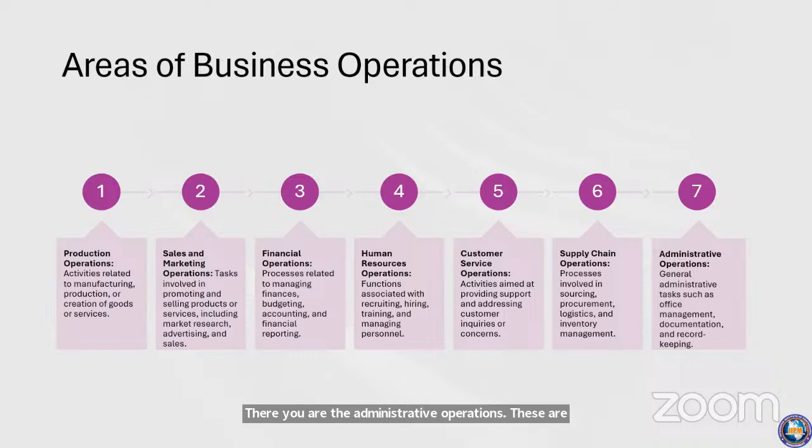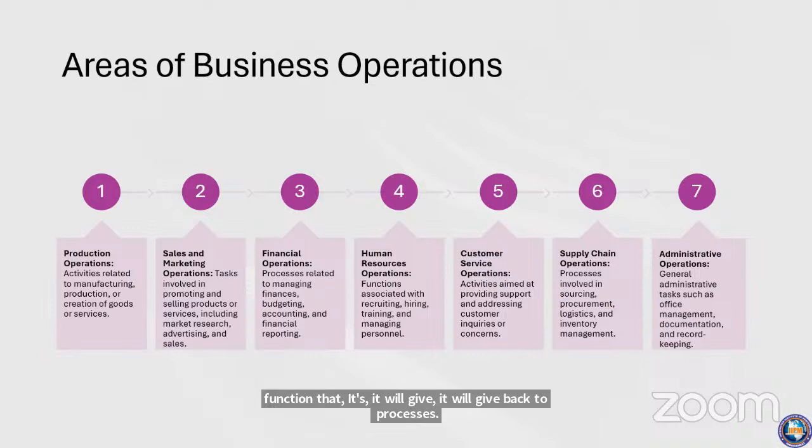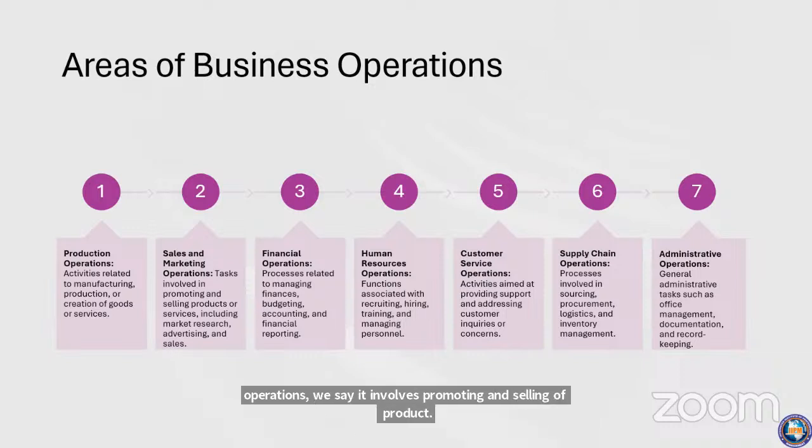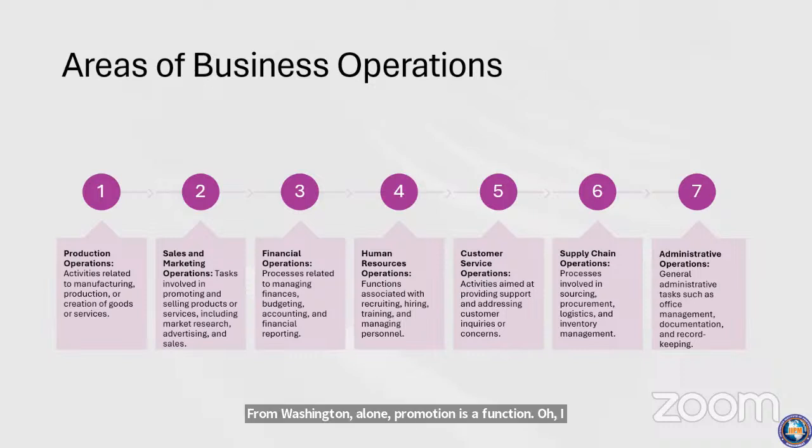Now, if you look at each of these operations, you find that each of them has functions that, when you start expanding them, will give birth to processes. For instance, you talk about sales and marketing operations, we say it involves promoting and selling of products. Promotion is a function. And then when you get to the function, you will start seeing different processes, how you will manipulate your processes to give you the kind of result you want to see in your promotion.